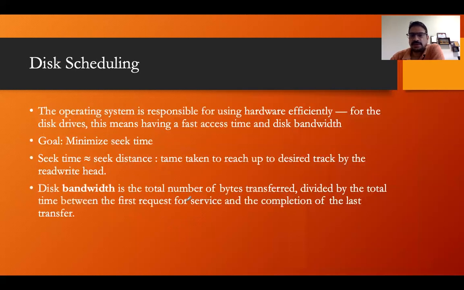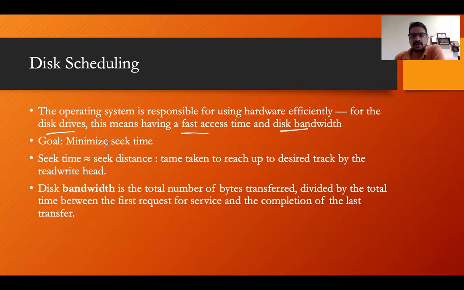Now let's see disk scheduling. The operating system is responsible for using hardware efficiently, right? So all hardware is maintained using the operating system. For disk drives, this means having a fast access time and disk bandwidth. Now, what is the meaning of efficient management of the hardware related to the disk? It means that we should have the fastest access to the particular data which we want. And second is the disk bandwidth.